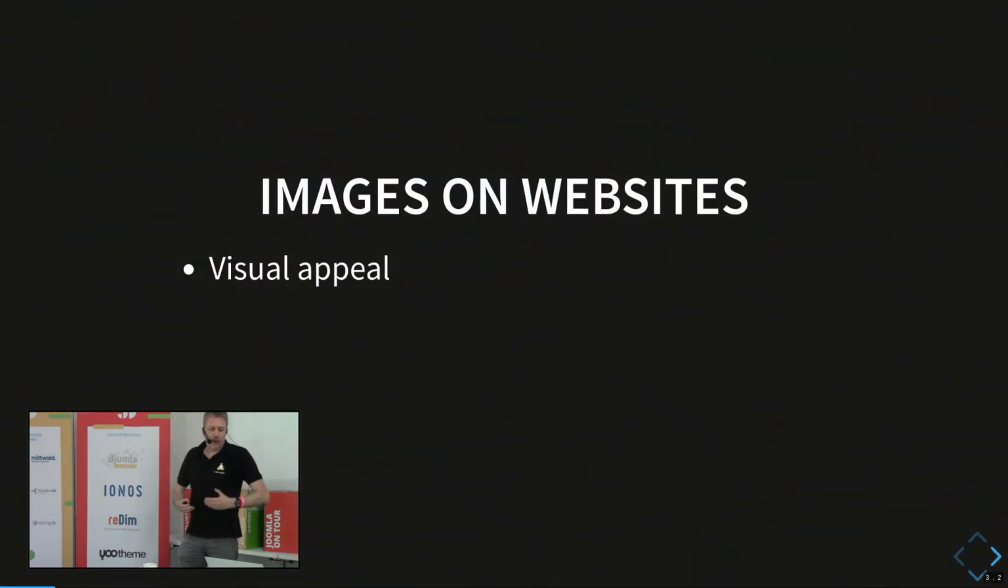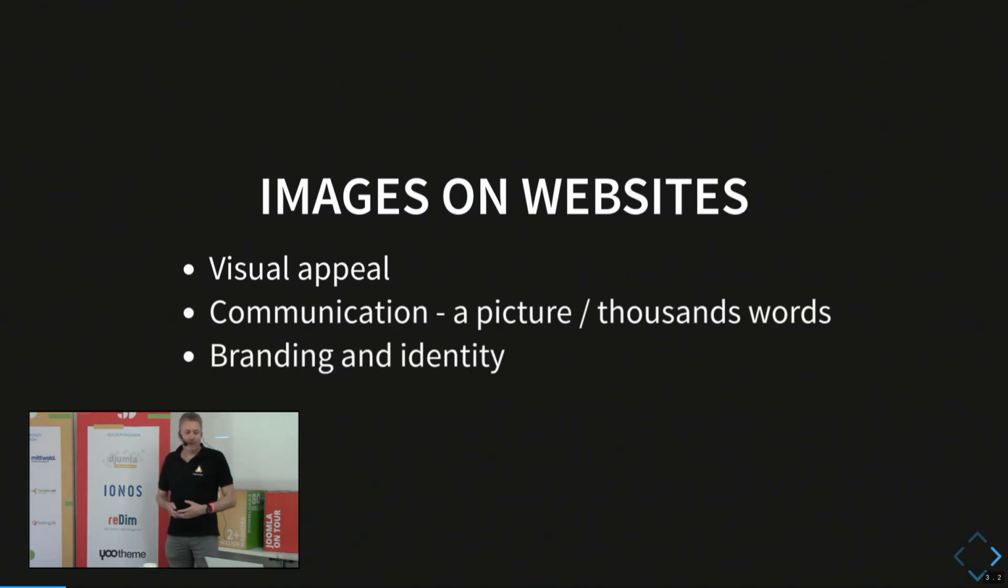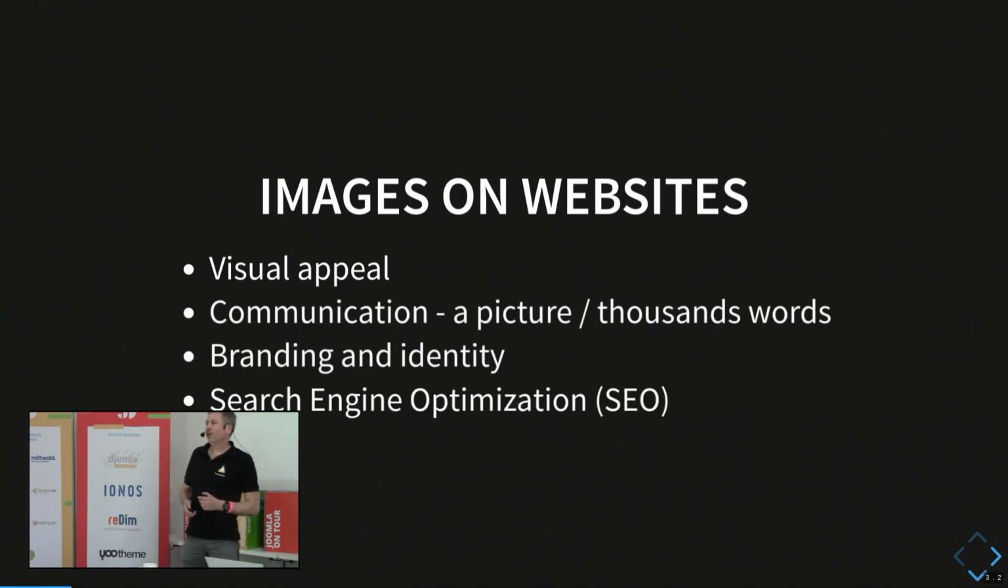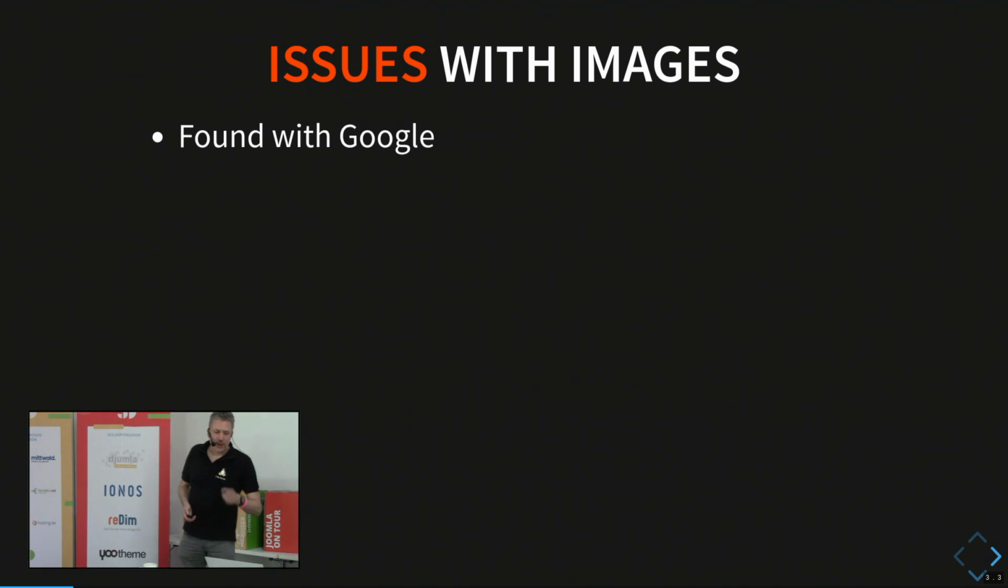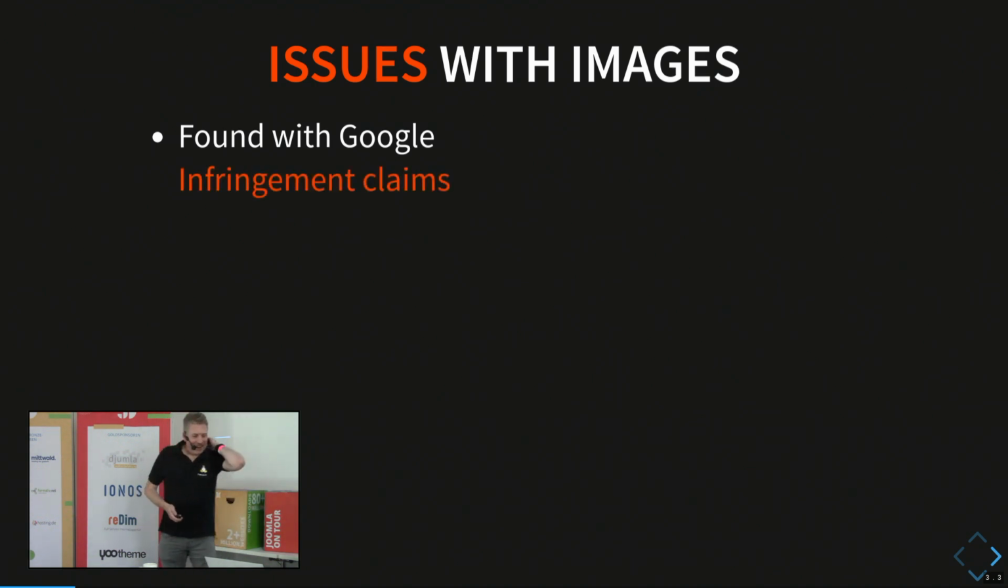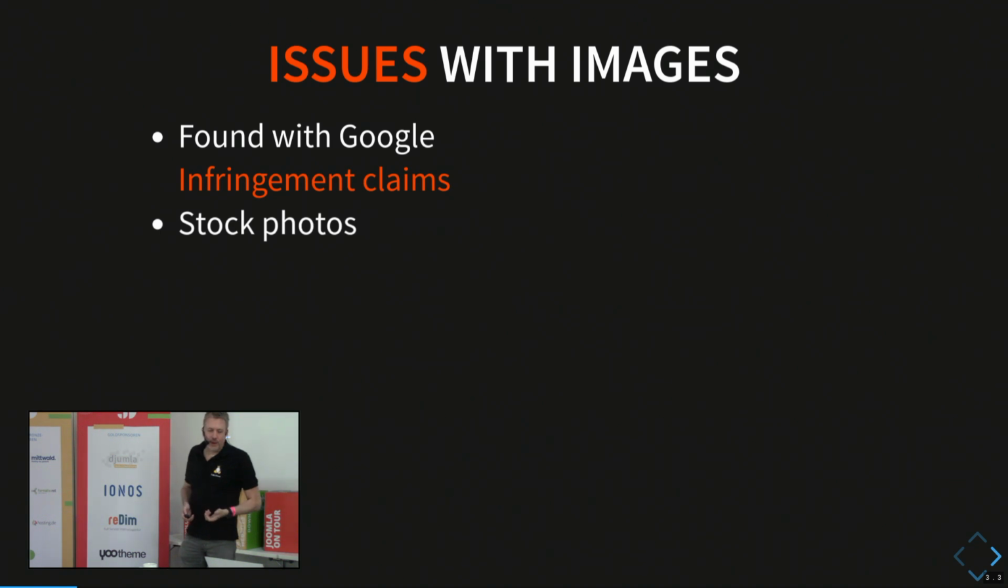Images on websites are used for visual appeal, to communicate stuff, for branding and identity, and also for search engine optimization. But the search engine optimization part is just when you have unique images. So the images that you probably have, especially if you have clients, how did you get those images? Yeah, I found them with Google. Yeah, then you get infringement claims. Very expensive. Another thing is, if you use stock photos, then it's not unique. So it's not really the best thing to do for SEO.